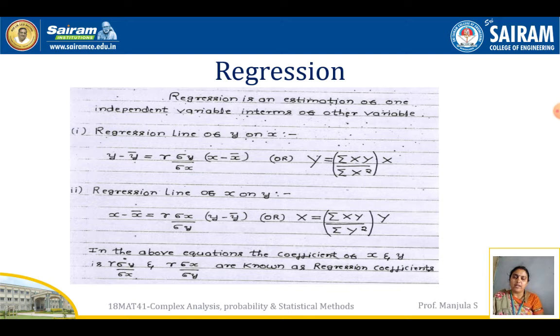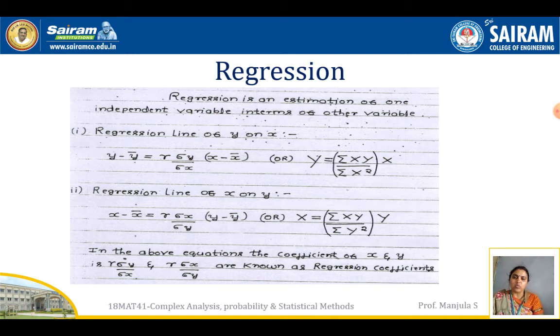Similarly, we can define the formula of the regression line of x on y also, that is x minus x bar equals r into sigma x by sigma y, that into y minus y bar. Here also the same thing: x bar and y bar mean the means of x and y, r represents the correlation coefficient, and sigma x, sigma y represent the standard deviations of x and y respectively.